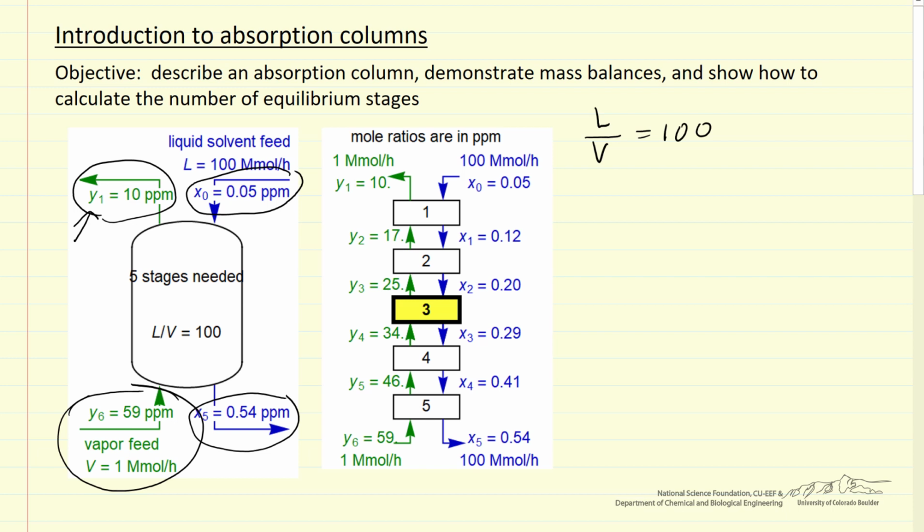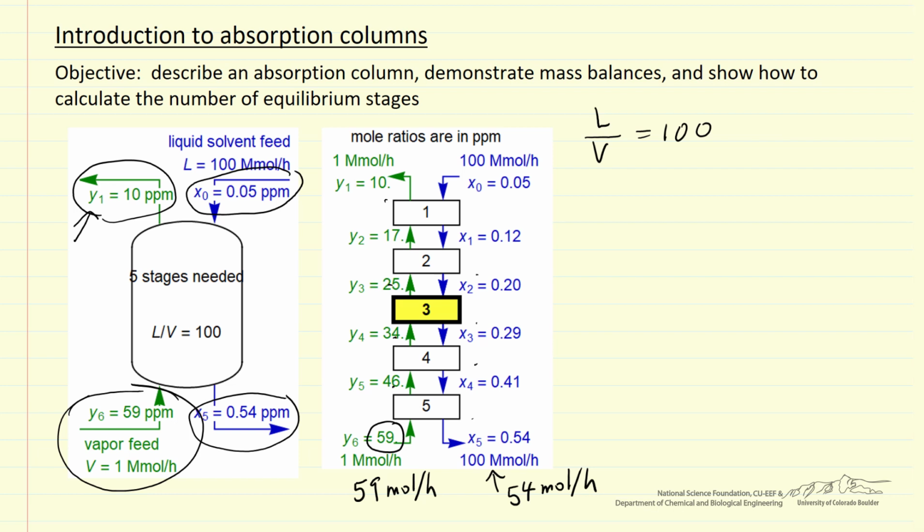So if we look at a column with 5 stages, you can see that the concentration, 59 in the gas phase, decreases with each stage, whereas the concentration, 0.05 in the liquid phase, increases with each stage. Now notice this corresponds to 59 moles per hour being fed of the solute, and we multiply by 10 to the 6th. And this corresponds, because the flow rate is 100 times higher, to 54 moles per hour of solute. So we're removing approximately 95% of the solute that's in the vapor phase.